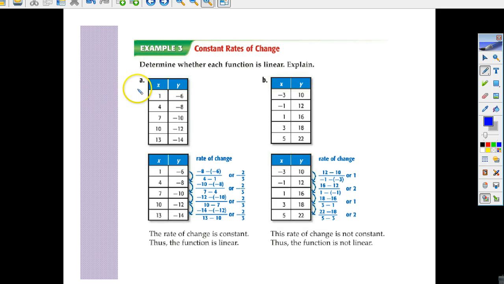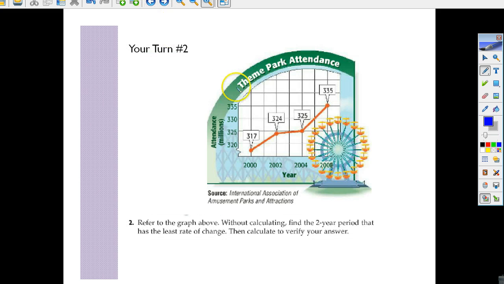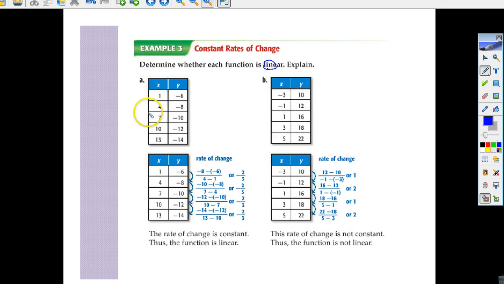Alright, example 3. Constant rates of change. Determine whether each function is linear. Explain. So remember, linear has the word line in it. So it's a straight line. Whereas a graph like this, it's not a straight line. Okay, a straight line is just one point to another. That means it has to be a constant rate of change.